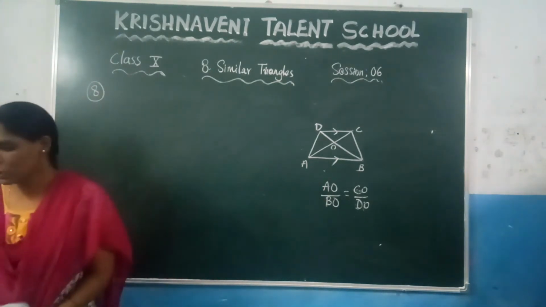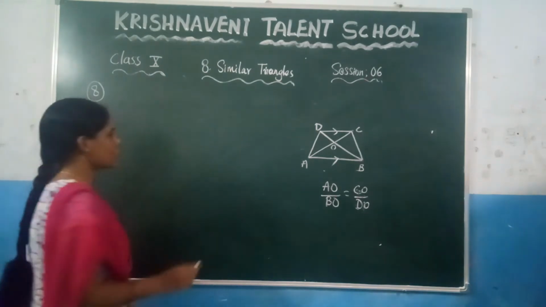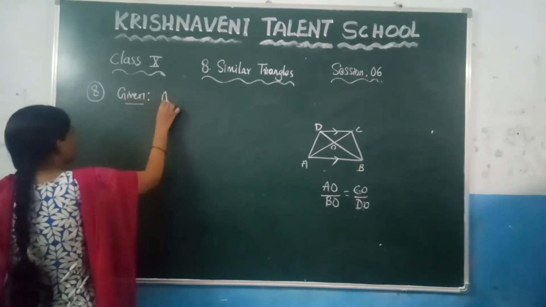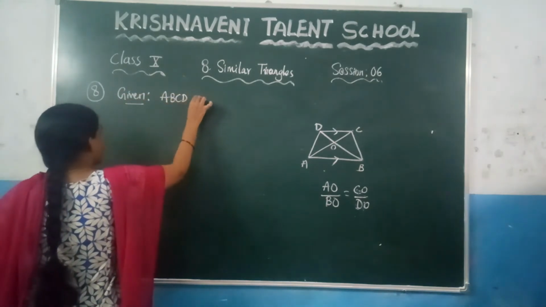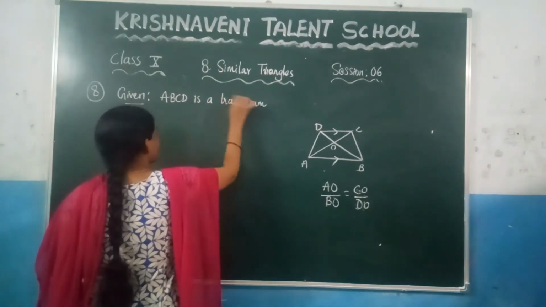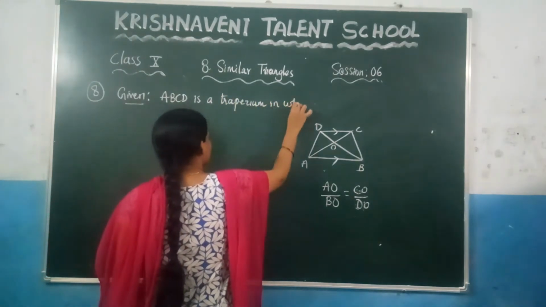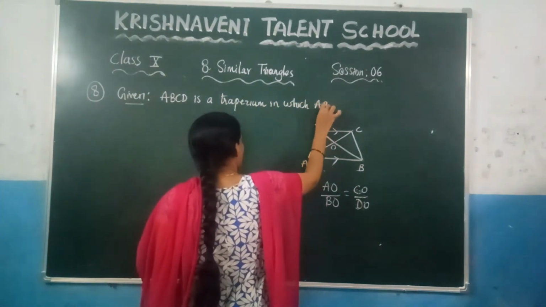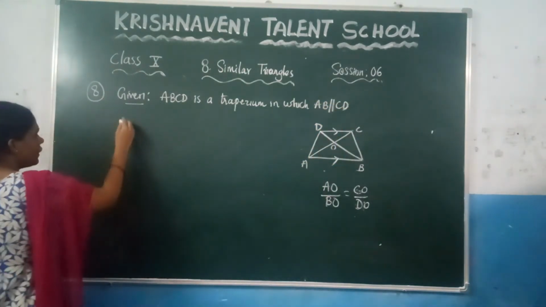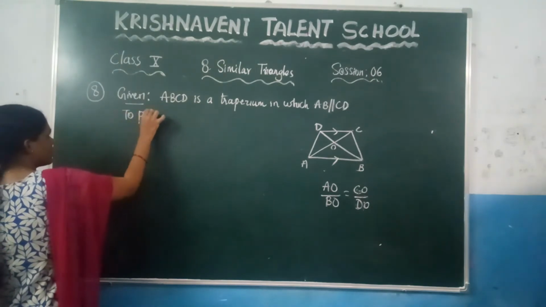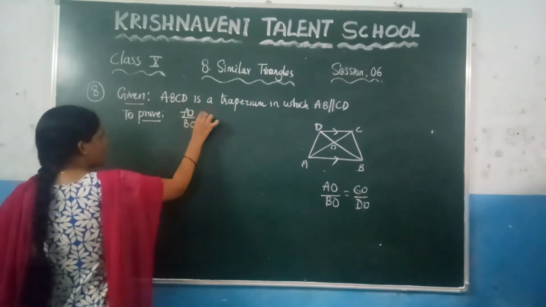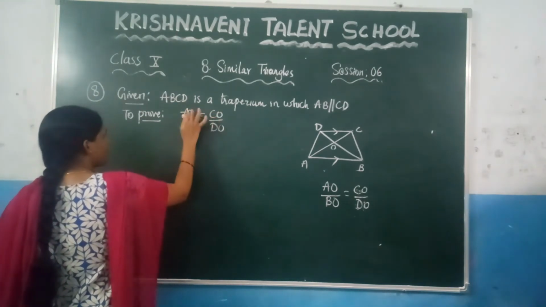So here, before proving, just write what is given. Write it here, given: ABCD is a trapezium in which AB is parallel to CD. And what we need to prove here is AO by BO is equal to CO by DO. This you need to prove here.